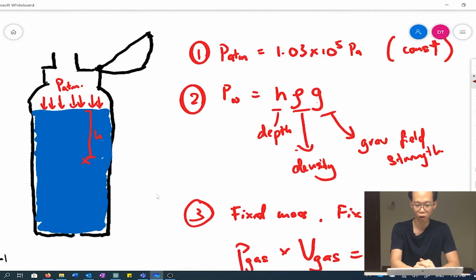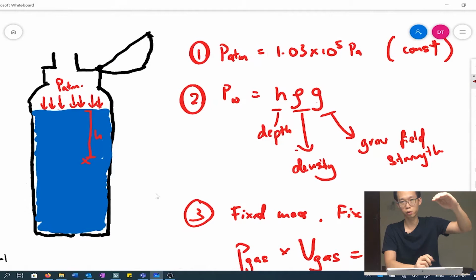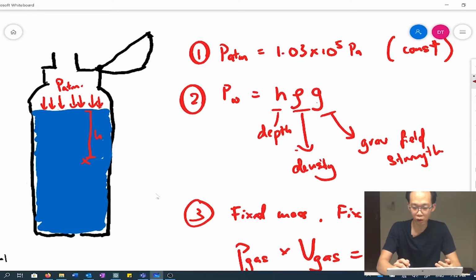Next concept that we want to recap is hydrostatic pressure, which refers to the amount of pressure due to being submerged in a liquid. The hydrostatic pressure that you experience will be the product of h times rho times g, where h is your depth, the vertical distance downwards from the surface of the liquid, rho is the density of the liquid, and g is the gravitational field strength.